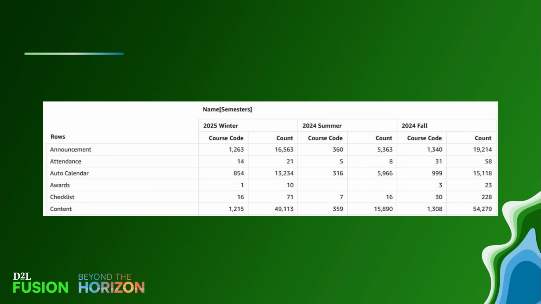This is the final resulting pivot table. The most used tool in the 2026 winter semester was content announcements and automatic calendar entries. The least used were SCORM, holistic rubrics, and attendance. We used this data to aid in decision making on planning future workshops.